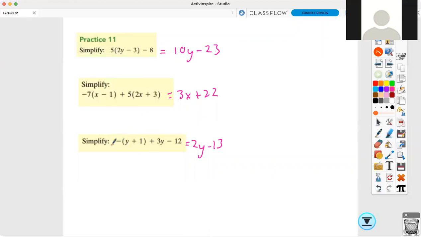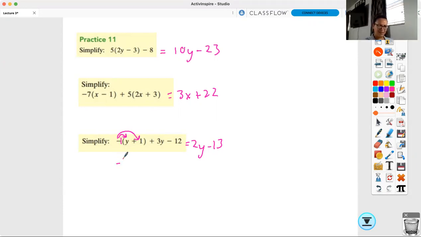What number are we going to distribute, Rosemary? The 1. What kind of one? A negative 1. So when we multiply to the y, it becomes what kind of y? What's negative 1 times y? Negative y. Yep. And then what's negative 1 times 1? It's 1. What kind of one? A positive 1. Are you sure? It's a negative 1 times a positive 1. Okay, so it's a negative 1.